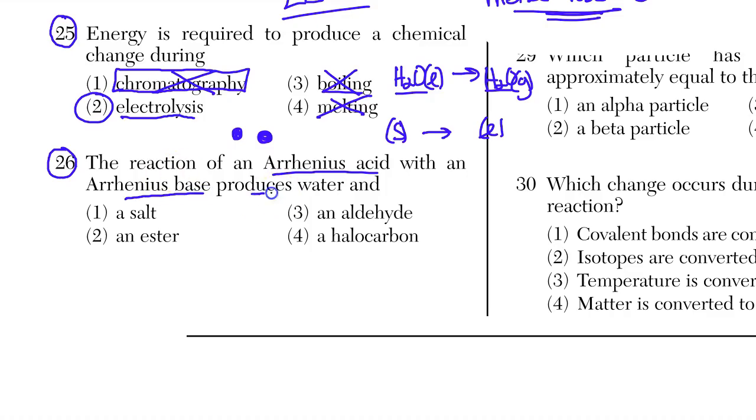This reaction produces water and what? Well, people, I don't understand. They get all crazy when they see Arrhenius. Oh my gosh, I don't know this person. Okay, it's not a history test. Arrhenius was the person that first defined an acid and first defined a base.